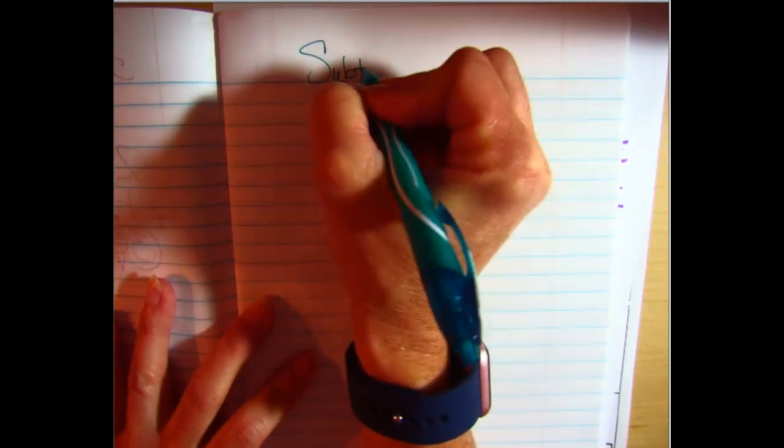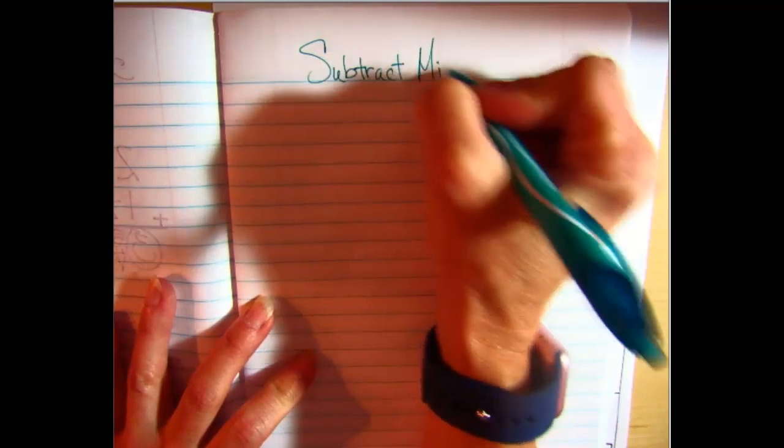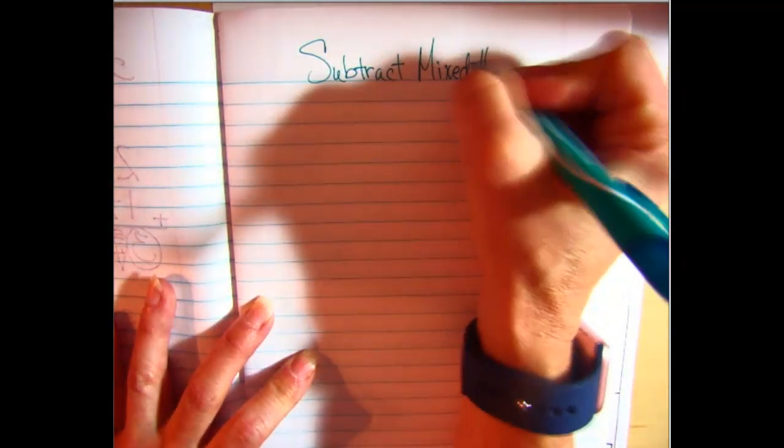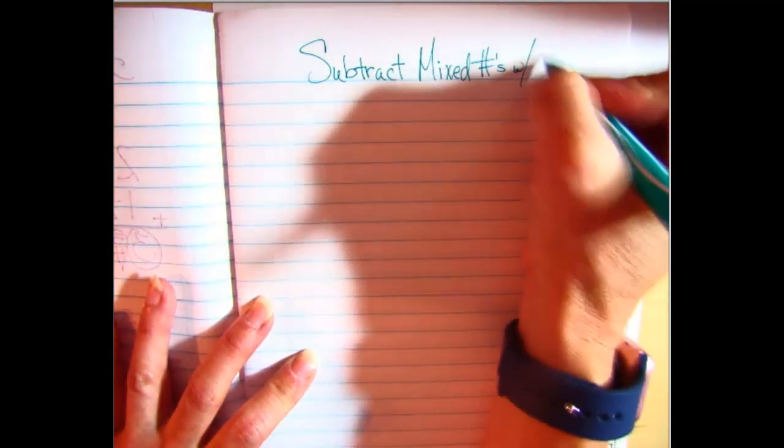So when we subtract with renaming, I'm going to show you an example of this, and I'm going to show you what all the kids do that make mistakes when we first start doing this. So we're subtracting mixed numbers with renaming.